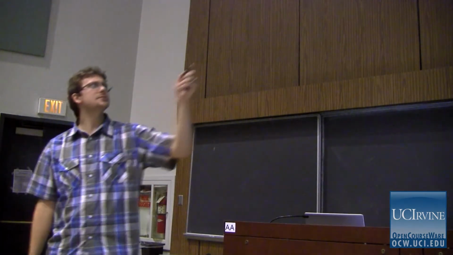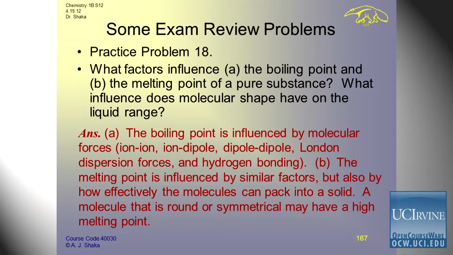All right, so let's talk about this. What factors influence the boiling point and the melting point of a pure substance? And how do you affect that liquid range? So we know the boiling point is going to be influenced by intermolecular forces. Boiling point is how much energy I have to put in to get those molecules to break apart from each other, right? Put them into the gas phase. So very strong interactions are going to increase my boiling point. Water has very strong interactions. It's got a high boiling point. Hexane does not have very strong interactions. It's going to have a low boiling point, right?